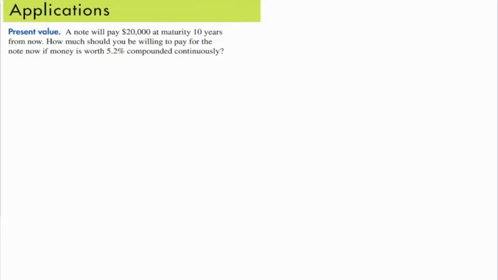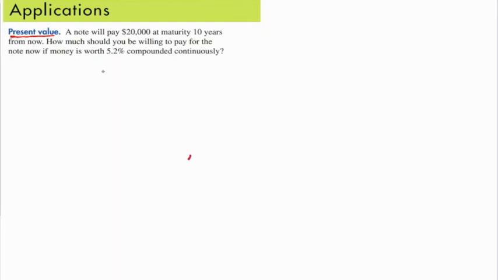A note will pay $20,000 when it matures in 10 years. How much should you be willing to pay for the note now if money is worth 5.2% compounded continuously? All right, so here our next application is using present value as the goal. A note will pay $20,000 at maturity 10 years from now. How much should you be willing to pay for the note now if money is worth 5.2% compounded continuously?